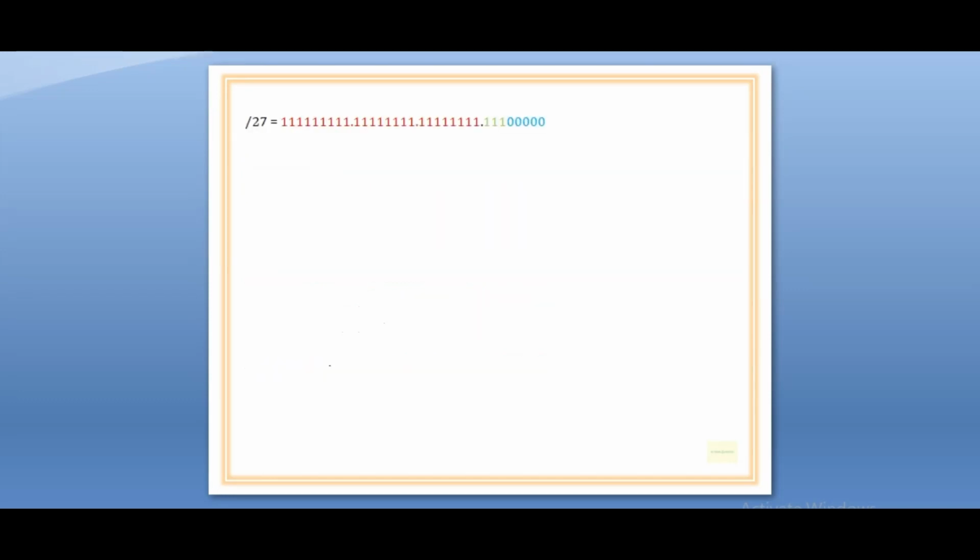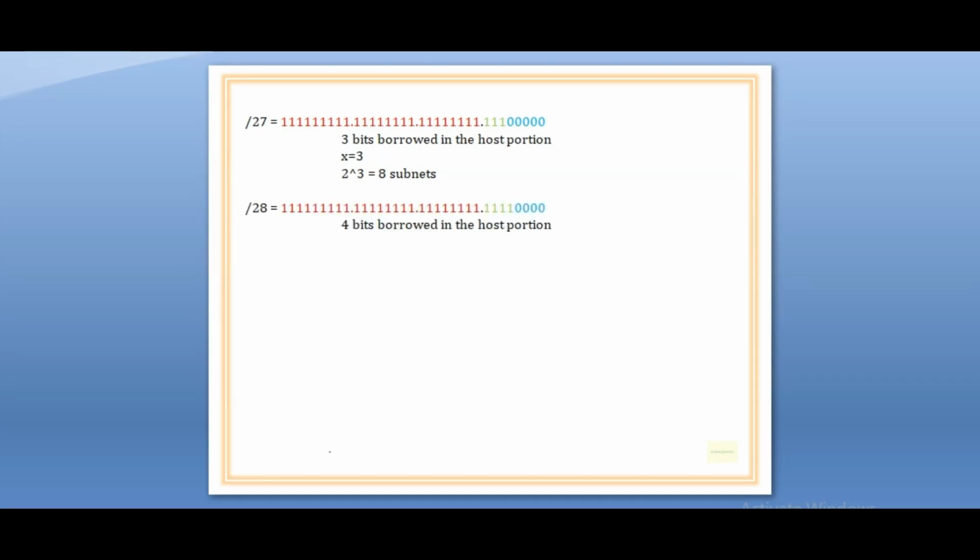We have 3 borrowed bits. With 2 raised to 3 we get 8 subnets, which is still less than our requirement. Let's move to slash 28. Here we have 4 borrowed bits. With 2 raised to 4 we have 16 subnets, which is enough according to the requirement. If we go any lower than slash 28 we will keep getting more subnets. Anyway, this means that we will get 16 equal sized subnets with slash 28.